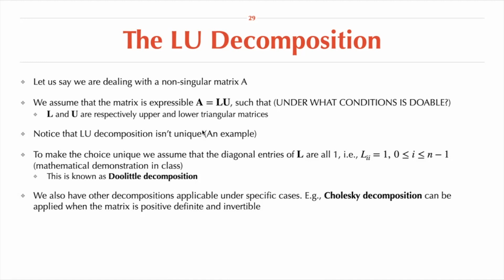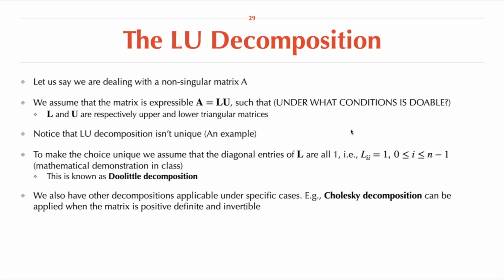First thing that I must say here is that this decomposition is not unique. When you write A as LU, this is not unique. So in order to make it unique, you have to make some assumptions. One possibility is that you do a Doolittle decomposition. That means that for this matrix L, all the diagonal elements are 1. If you do that, then the decomposition becomes unique.